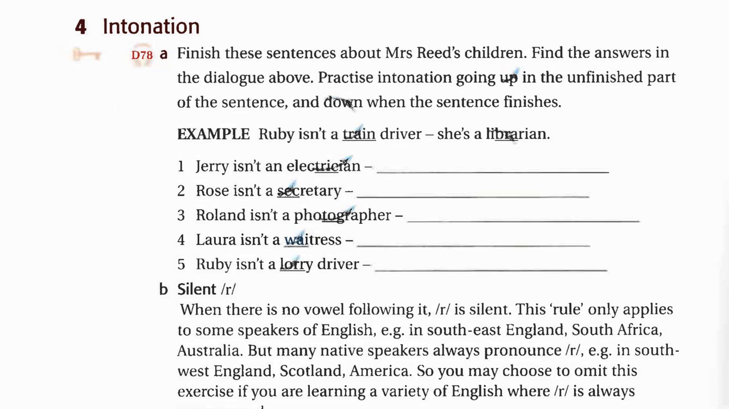4A. Jerry isn't an electrician. Jerry isn't an electrician. He's a lorry driver. Rose isn't a secretary. Rose isn't a secretary. She's a waitress. Roland isn't a photographer. Roland isn't a photographer. He's a pilot.